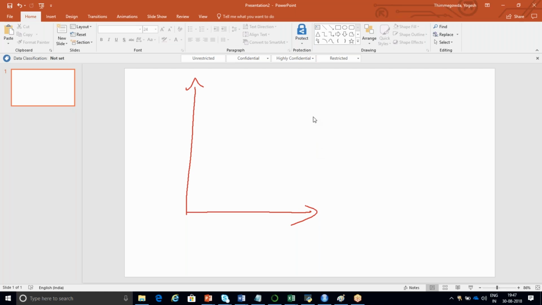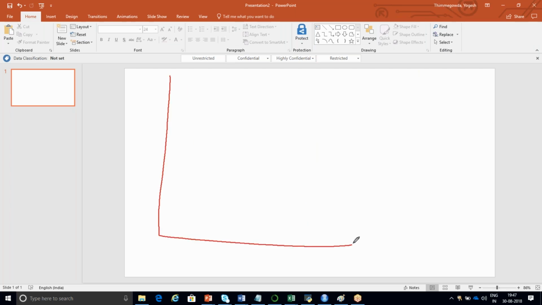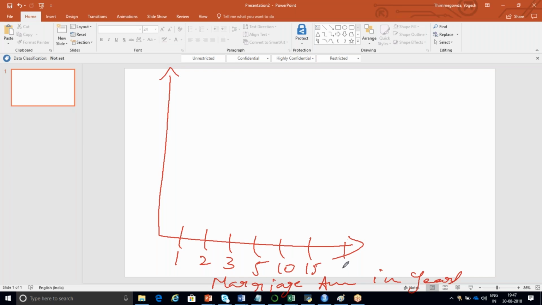So let us take an example of your marriage in order to understand one more correlation. This is your marriage anniversary in years, on the x-axis: 1 year, 2 years, 3 years, 5 years, 10 years, 15 years, 20 years in marriage.